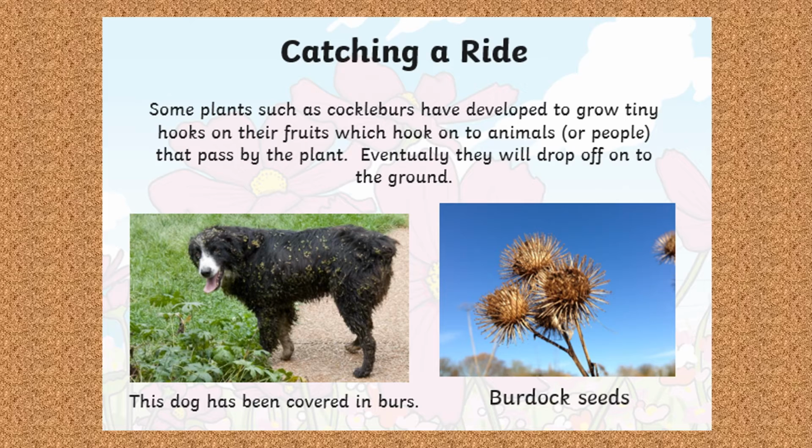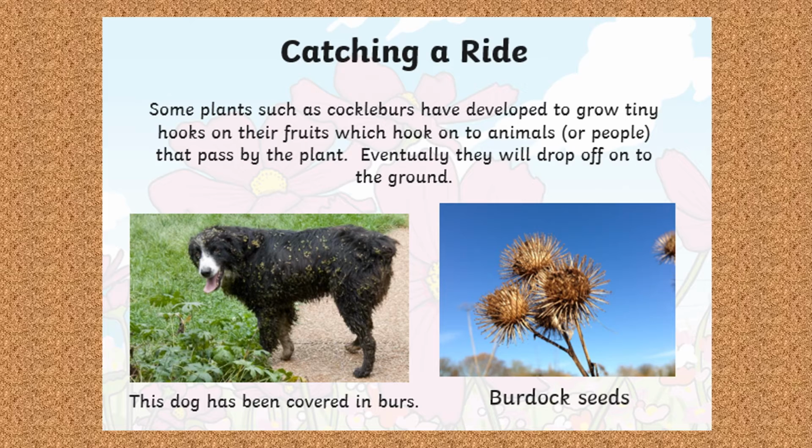Catching a ride. This doesn't mean that they are going to thumb a lift with anybody in a car or on a lorry. It means that some plants, such as cockleburs, have developed to grow tiny hooks on their fruits which hook onto animals or people that pass by the plant, if you brush past them. Eventually they will drop off onto the ground somewhere else normally.